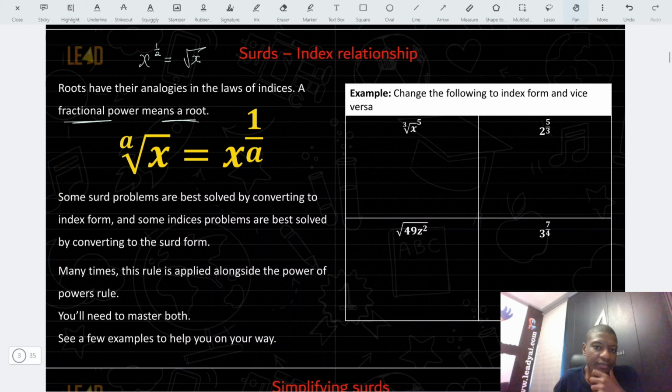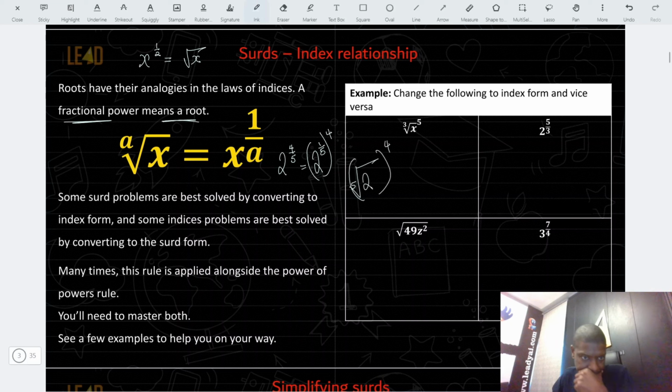So say you have 2 raised to the power of 4 over 5. You can write this as 2 raised to the power of 1 over 5, all raised to the power of 4. Because if you remember your rules of indices, 4 times 1 over 5 would give you 4 over 5. So you can rewrite this as the fifth root of 2 raised to the power of 4. So you can write it that way.